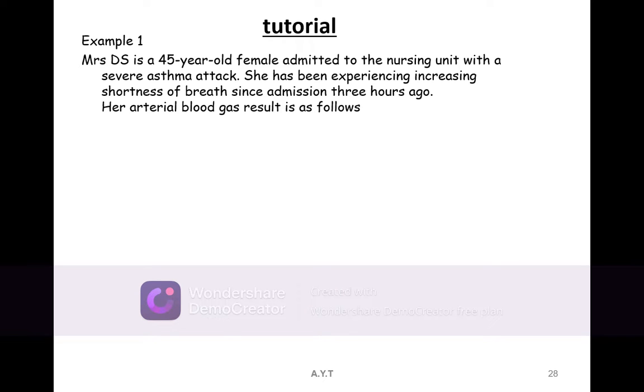For example, Mrs. DS is a 45-year-old female admitted into the nursing unit with a severe asthmatic attack. She has been experiencing shortness of breath since admission 3 hours ago. Her arterial blood gas result is as follows. pH is 7.22, normally 7.35 to 7.45. It means that it is acidemia.